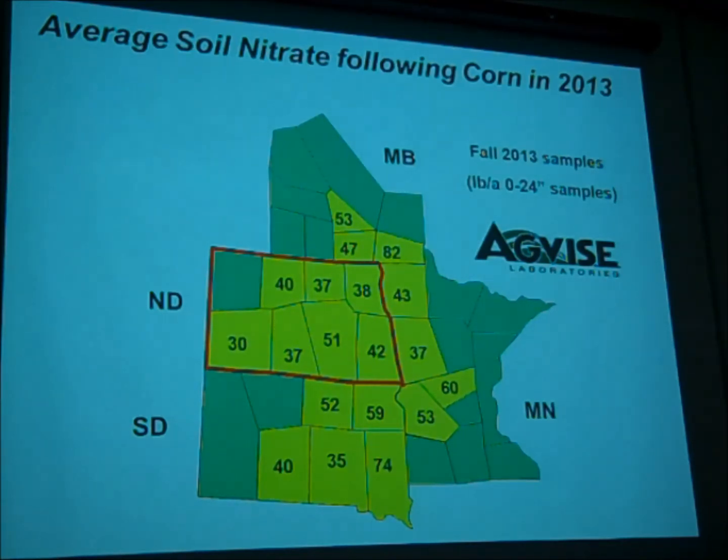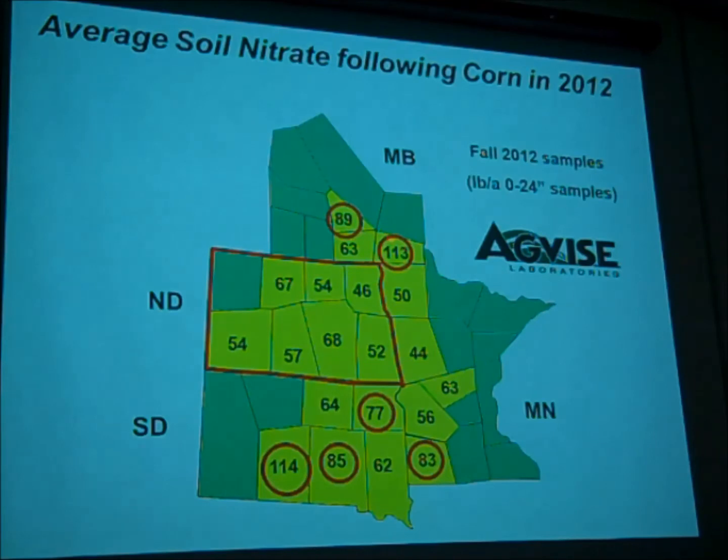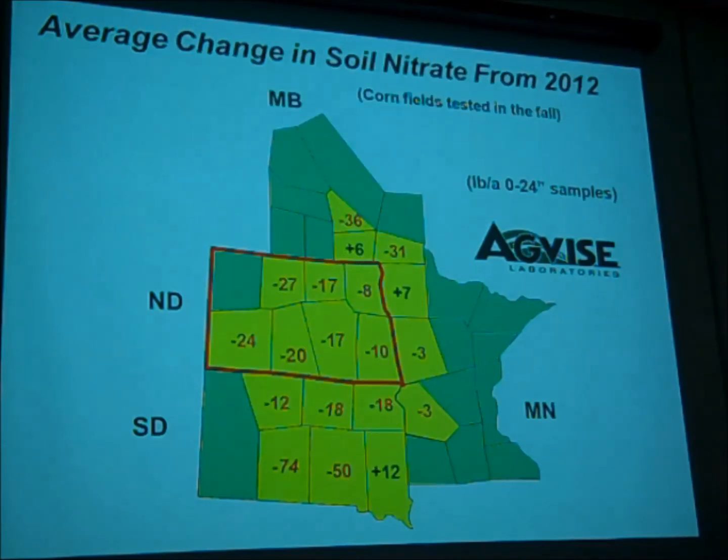So here's the carryovers, averages from this year. There's from 2012. Look at those spots again. And this was really dry down there, 2012. Average cornfield, 114 pounds out there. And again, there's those average differences from 2012. So there's a lot less nitrogen left over.